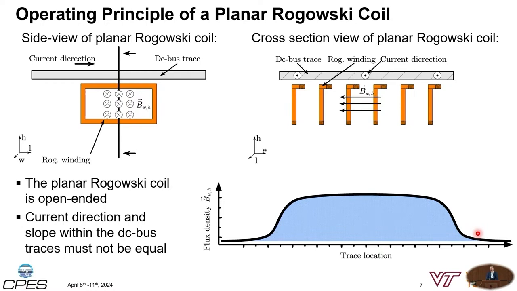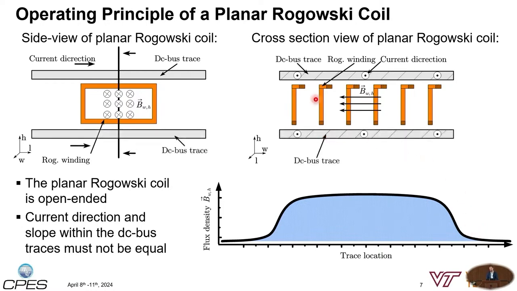And for the Rogowski coil to work, as we have the second DC bus trace at the bottom, the one condition that we always have to fulfill is that the direction and the slope of current change is not equal through the two traces. If it is, the magnetic field will stay constant even though we have a change in current, and we won't be able to measure that. So that is one condition that we always have to fulfill.